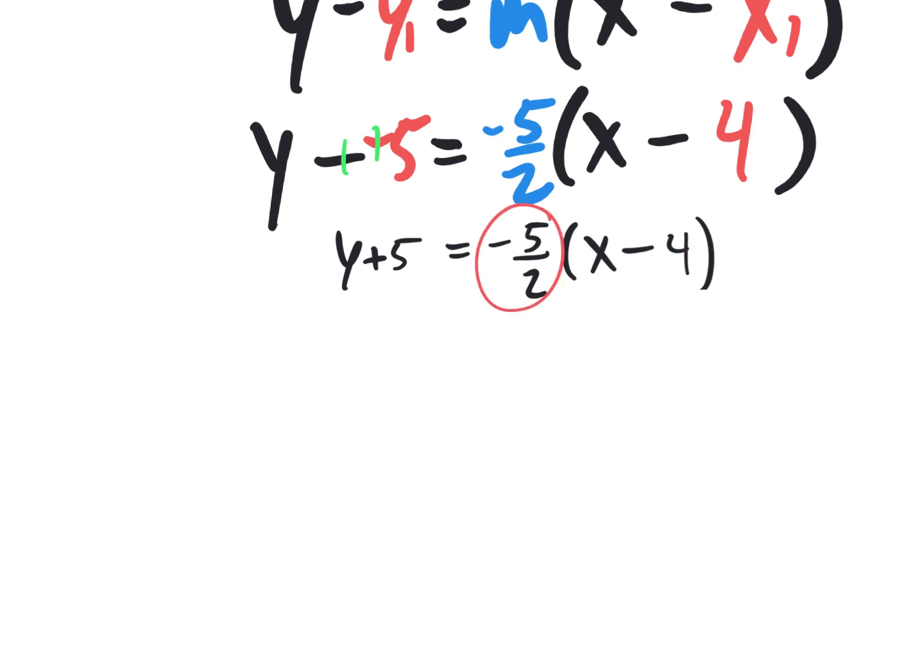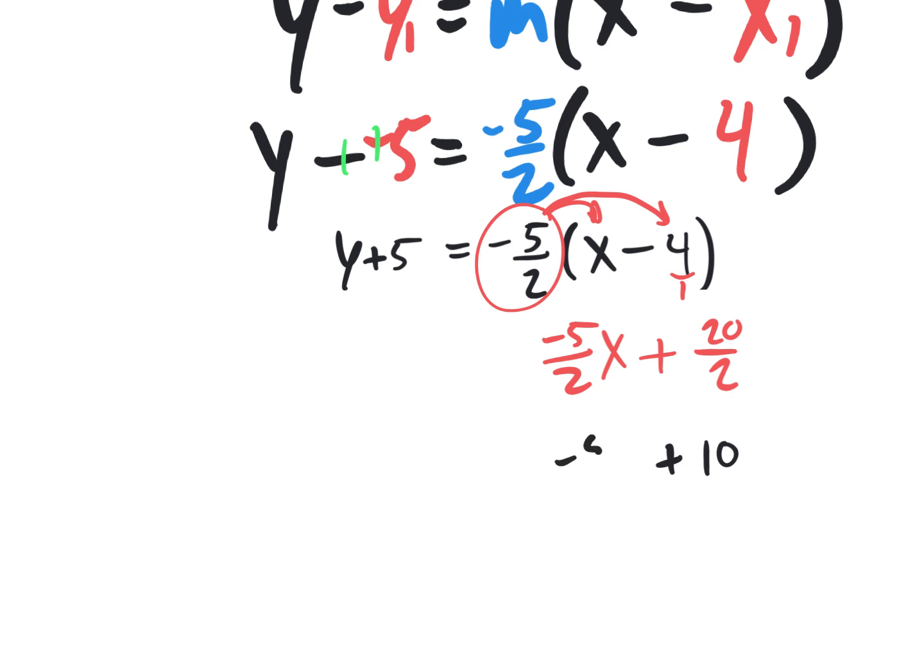When I distribute negative 5/2 times x, that would be a negative 5/2 with an x. And when I go negative 5/2 times negative 4, well, a negative times a negative is a positive, and you could make a fraction and multiply the top with the top. 5 times 4 is 20, so you'd have a 20 up on top. And on the bottom, you'd have 2 times 1, which is 2. And the only other detail here is that 20 divided by 2 is 10. So our new equation is a plus 10 right here, a negative 5 halves x right there, an equal sign, right, that keeps coming down, and a y plus 5 on this side.